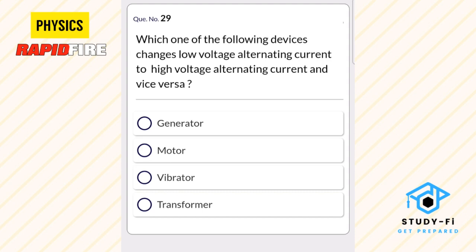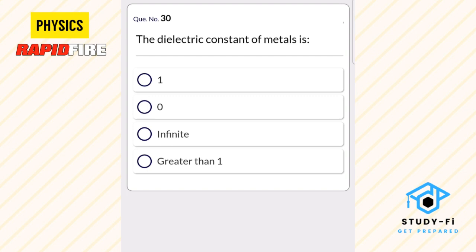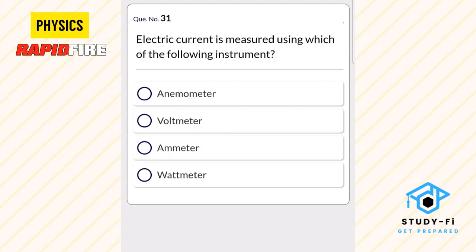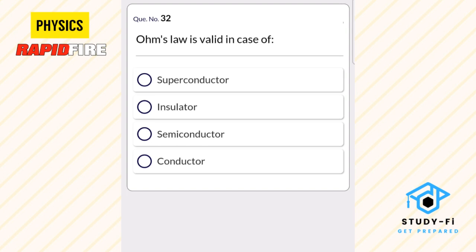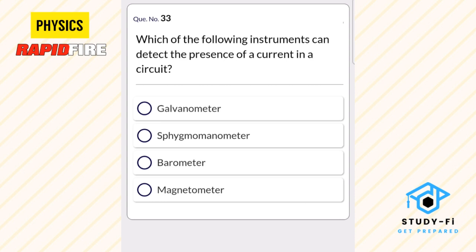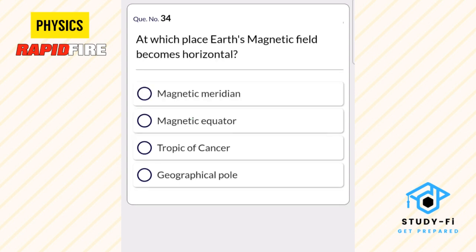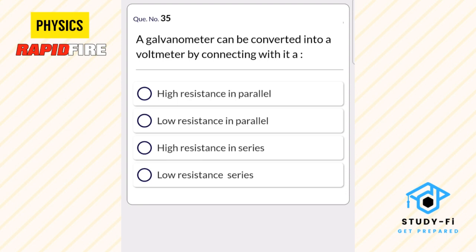Which one of the following devices changes low voltage alternating current to high voltage alternating current and vice versa? Transformer. The dielectric constant of metals is infinite. Electric current is measured using which of the following instrument? Ammeter. Ohm's law is valid in case of conductor. Which of the following instruments can detect the presence of a current in a circuit? Galvanometer. At which place Earth's magnetic field becomes horizontal? Magnetic equator. A galvanometer can be converted into a voltmeter by connecting with it a high resistance in series.